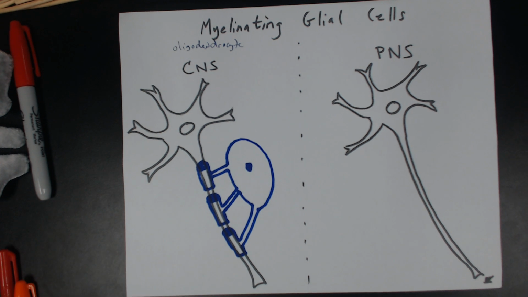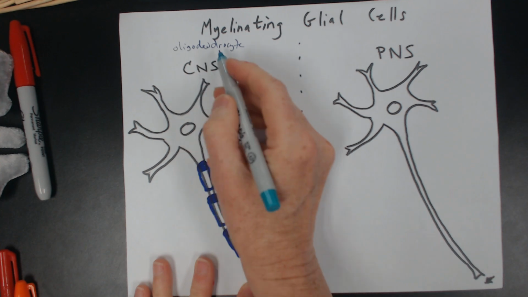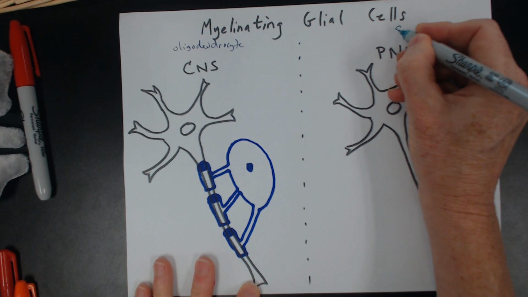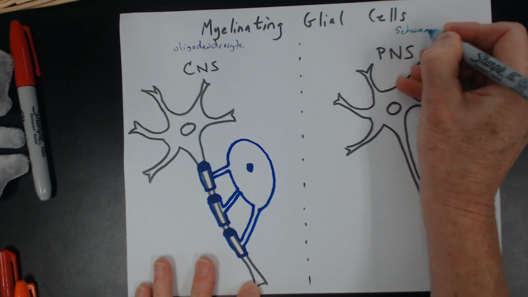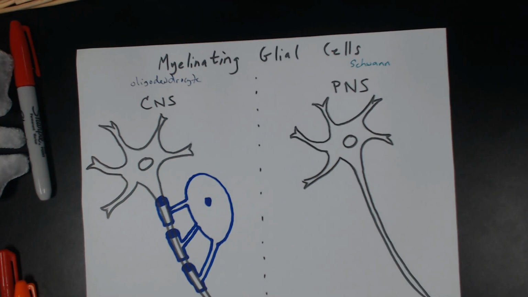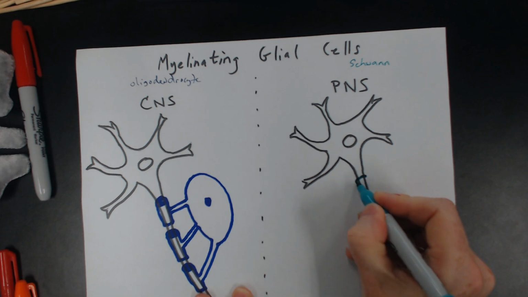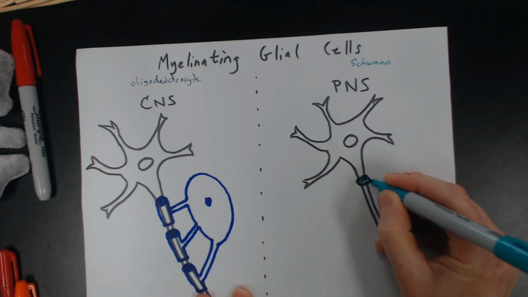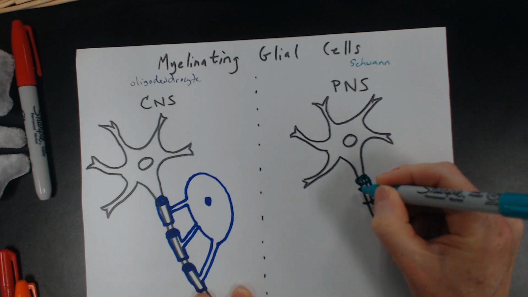Now, in the PNS, the CNS is oligodendrocyte, and your PNS is a Schwann cell, S-C-H-W-A-N-N. A Schwann cell is nothing more than the myelinating supporting cell in the peripheral nervous system. Oligodendrocyte, CNS; Schwann cell, PNS. The Schwann cell looks similar in that it wraps around, but every time it wraps around, one individual cell is responsible for wrapping a small section of the axon.